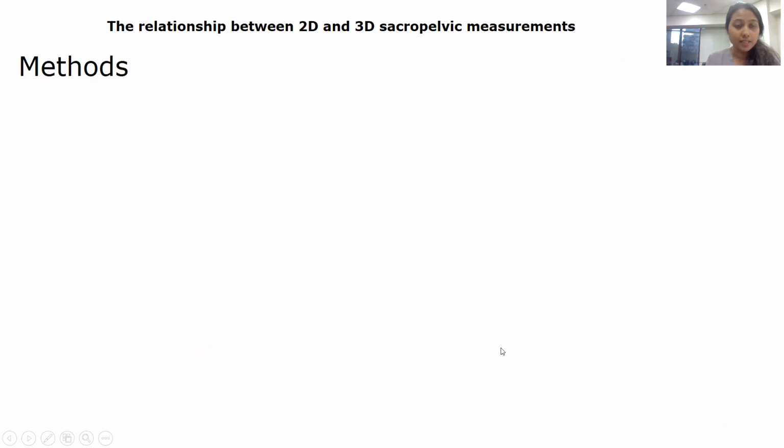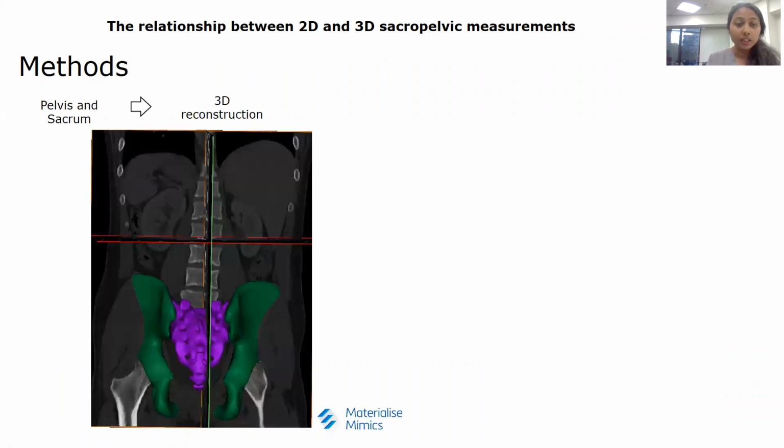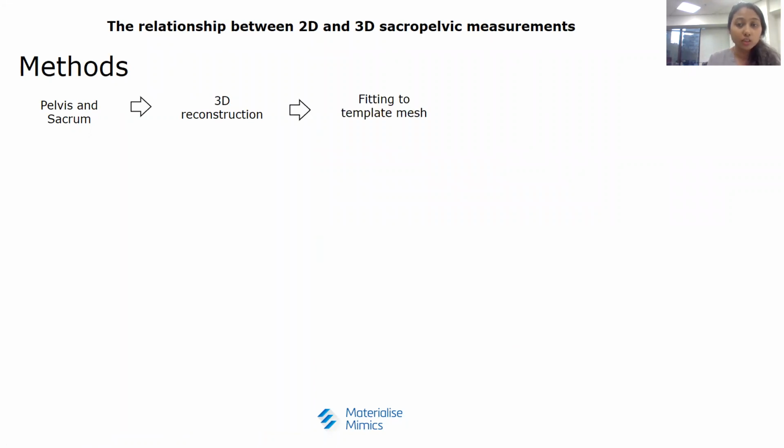So for my methods, at first, de-identified CT scans from 70 healthy adult participants were collected, out of which 44 were men. And then it was 3D reconstructed using Mimics. And then all the bones were fitted and aligned to the template meshes. And then a principal component analysis was performed using an in-house Python library called GAIS2 to understand the bone shape variation.